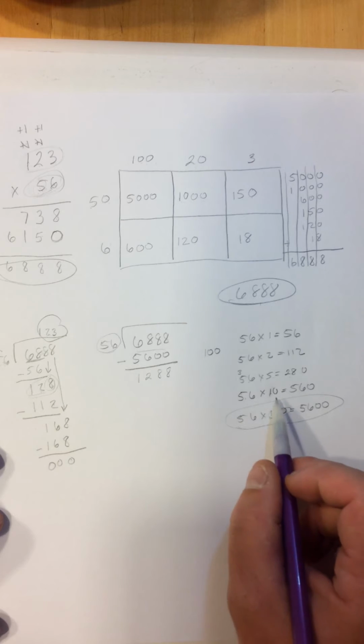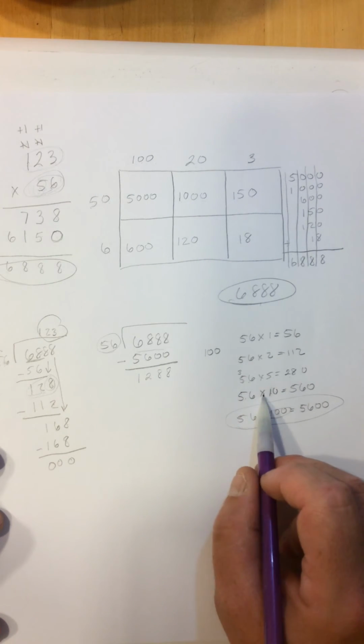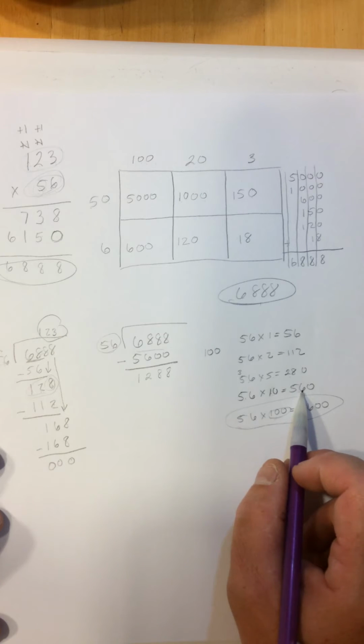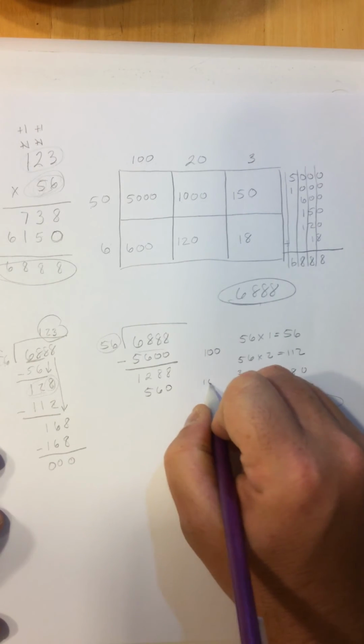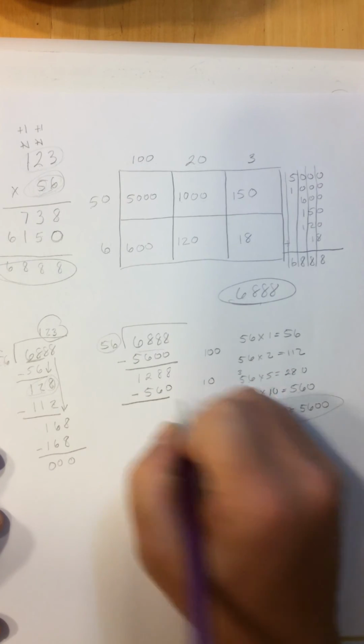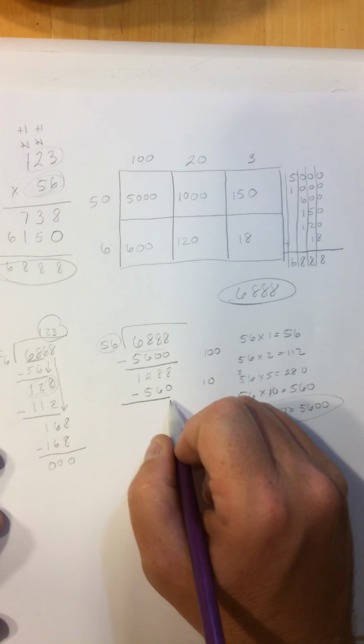Now, looking over here at our previous calculations, we realized that 56 times 10 is 560. So let's give that a shot and see what happens. So I'm going to write 560. We're going to subtract it. I'm going to make sure my 10 is over here. And then we're going to bring this number down and see what happens.